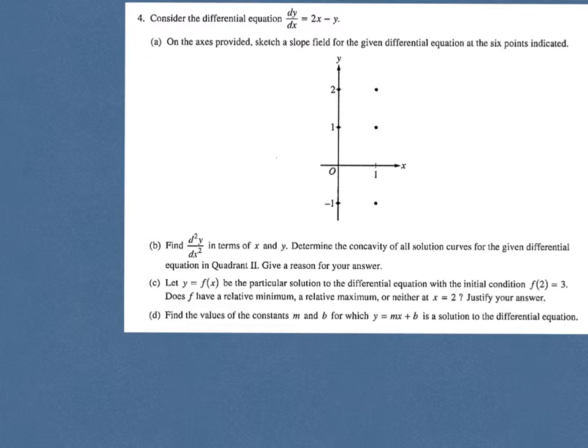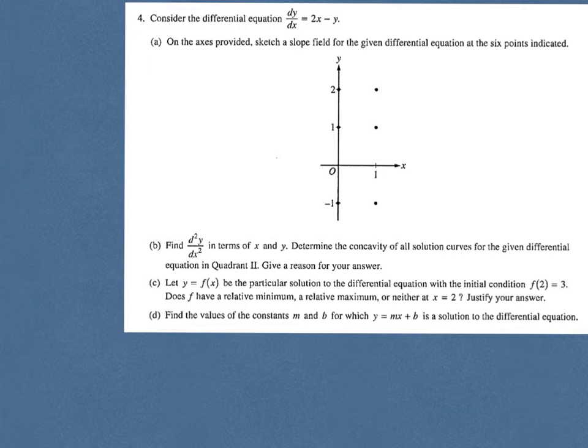And then you have to go through and determine, in this case, they want you to look at all solutions to the given differential equation in quadrant 2 and decide what the concavity is. So think about what's true about points in quadrant 2, and then make your determination about what's going to happen with the second derivative for all points in quadrant 2.